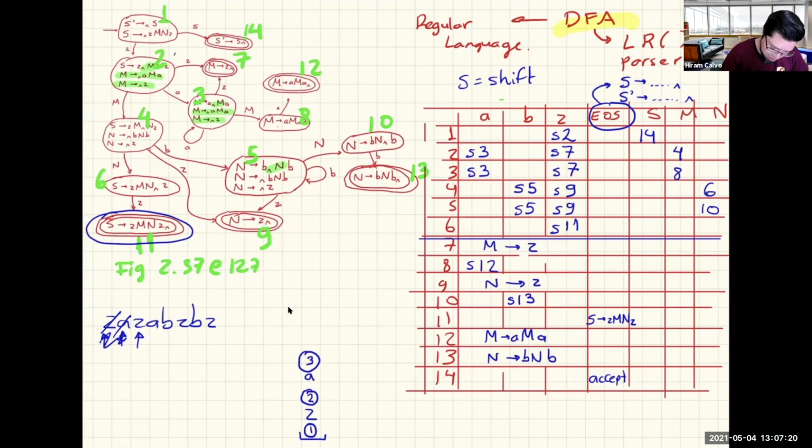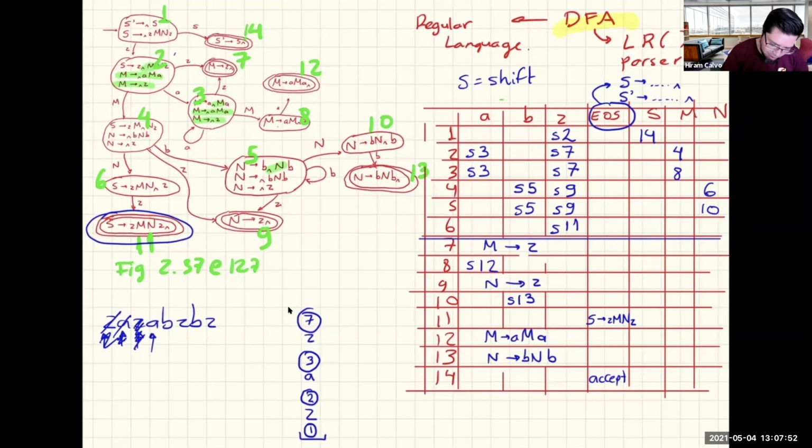So we will shift the Z and move to number 7. And now we have a 7 and an A. 7, regardless of what is here, it says, okay, now you can change the Z into an M. See that we are using the rule backwards. It says, if you have a Z, you can convert it to an M. So yes, we have a Z here.